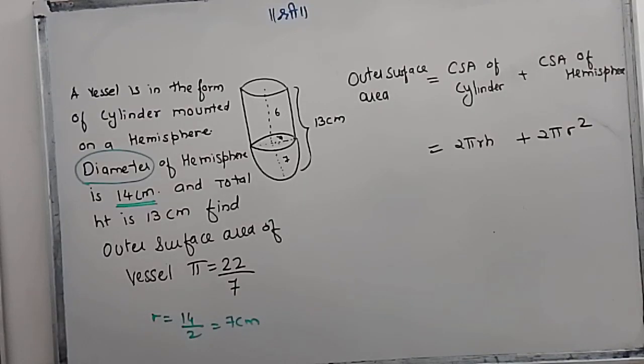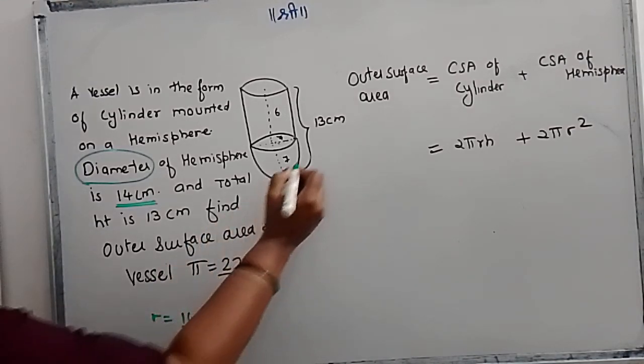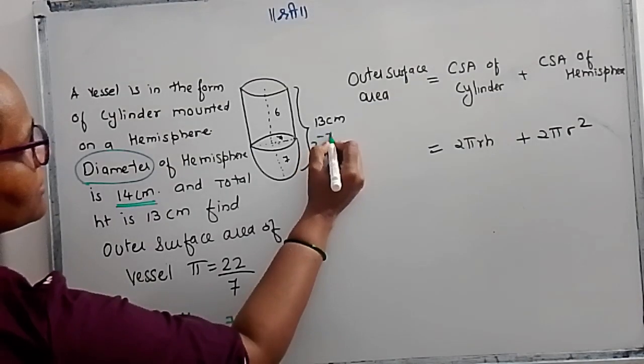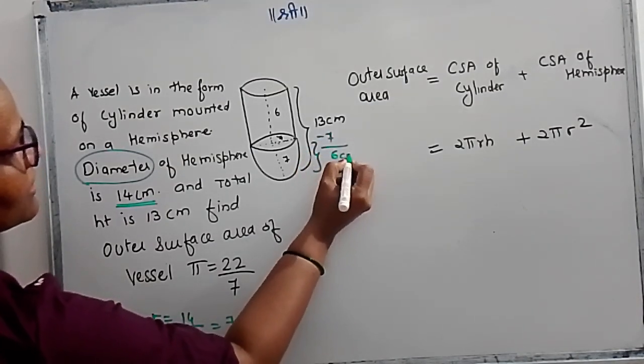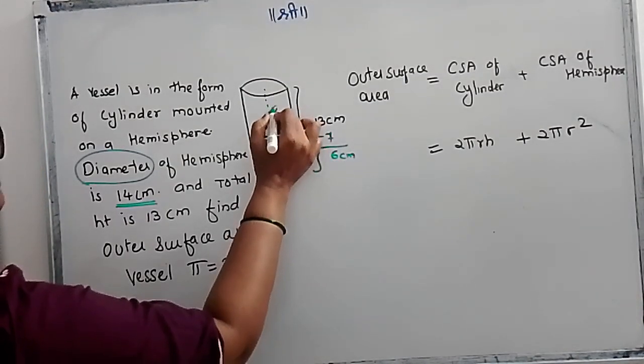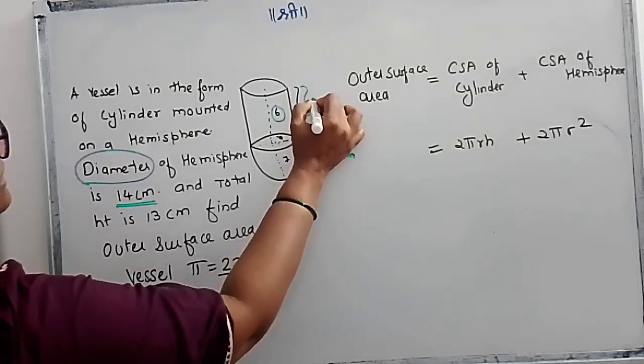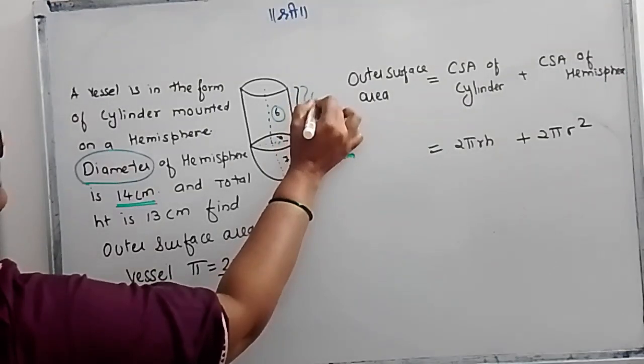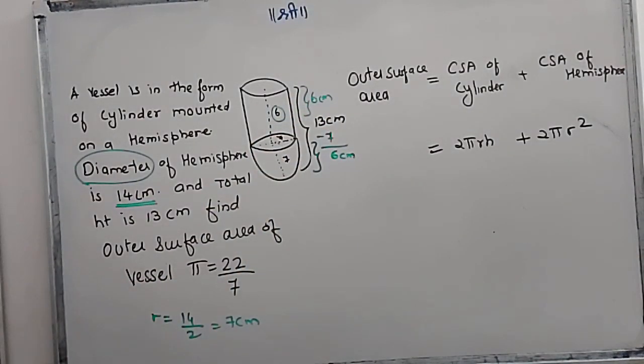The radius and the height of the hemisphere is the same. So since radius is 7 centimeters, height of hemisphere is also 7 centimeters. So total height minus height of hemisphere, so we get 6. So now we know the height of the cylinder, which is 6 centimeters. 13 minus 7, height of the hemisphere, we got 6 centimeters, height of the cylinder.